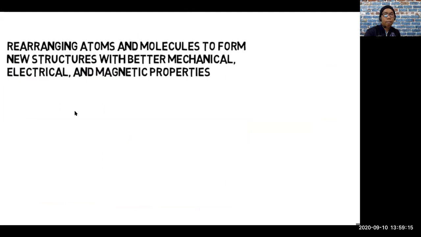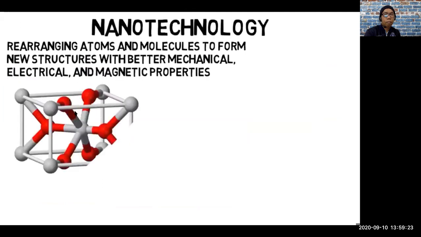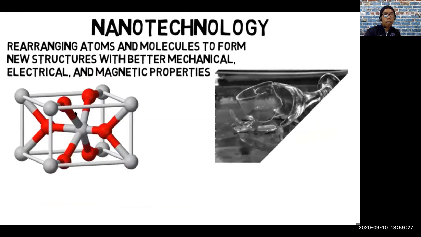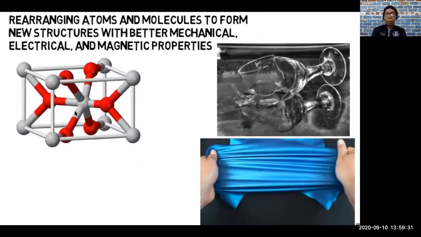Or you could work on the study of carefully rearranging atoms and molecules to form new structures that have better mechanical, electrical, and magnetic properties for a material. This is also known as nanotechnology. The way the atoms are arranged are what gives the materials a lot of their properties. It's why some things break when we drop them and why other things stretch when we pull on them. If we can manipulate the arrangement of atoms, then we can change the object's properties and how it behaves.